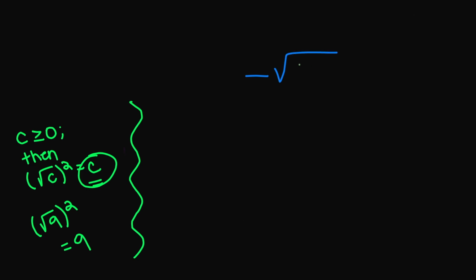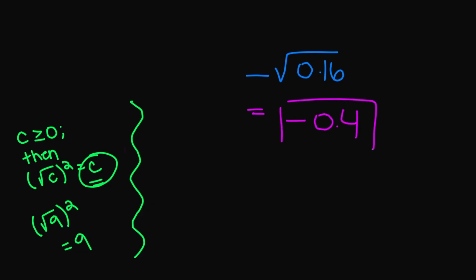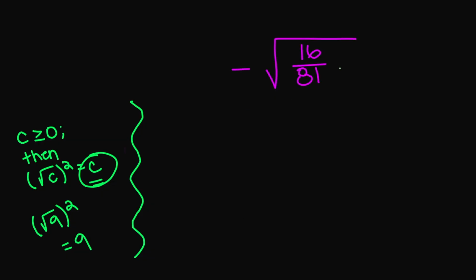Negative square root of 0.16. Your answer here is going to be -0.4 as your answer. Because remember, the square root of 0.16 is going to be 0.4. However, you do have a negative that you need to include, so that's why we included it here in my answer. Let's look at this example.